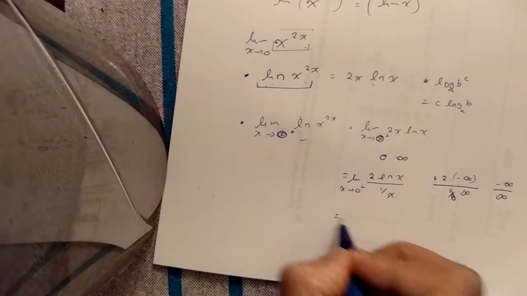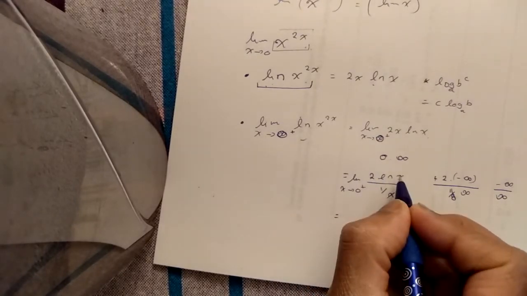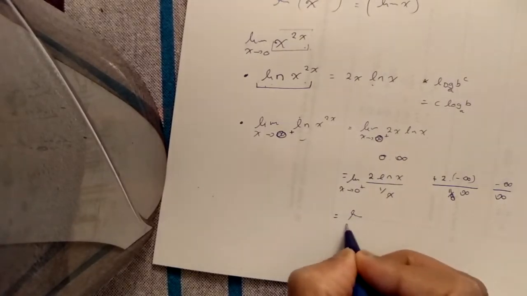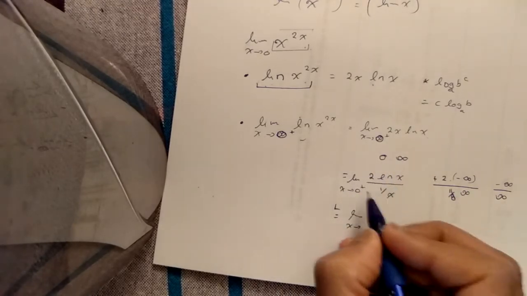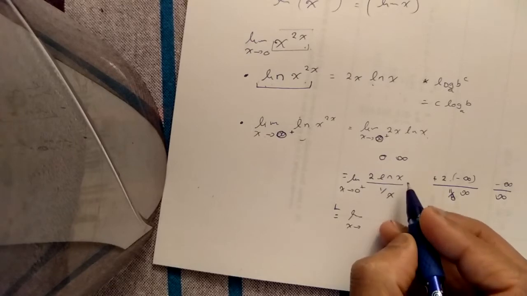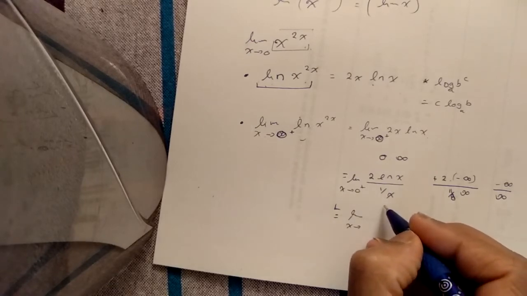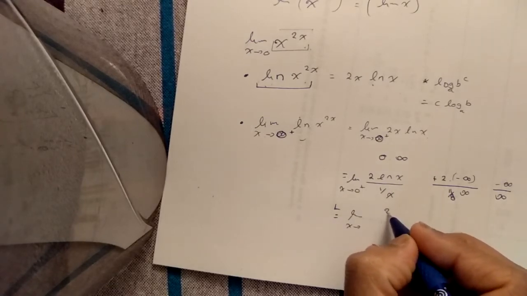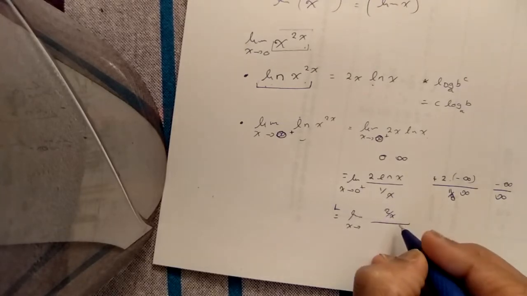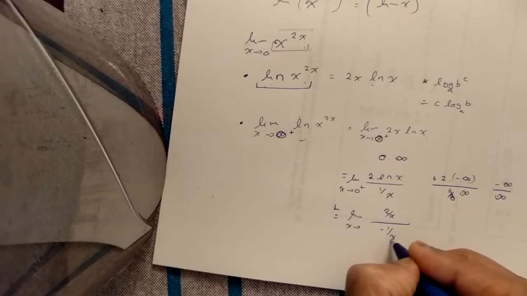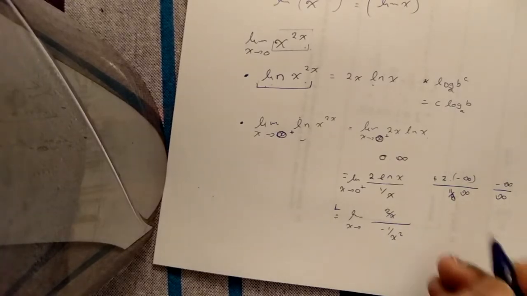So how do we apply L'Hopital's rule? L'Hopital's rule tells you that you can obtain the same limit by using the derivatives of the numerator and the denominator. So when you differentiate the numerator, you will get this one. And when you differentiate the denominator, you will get this.